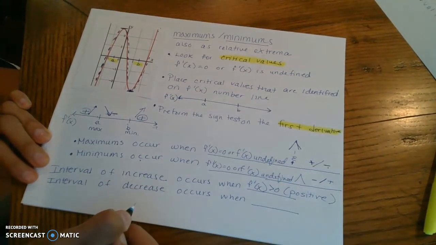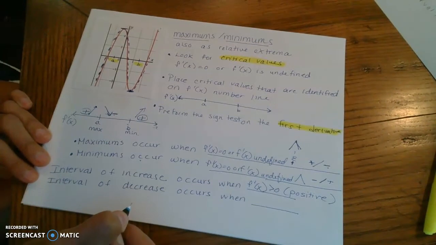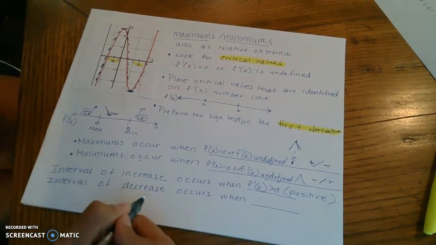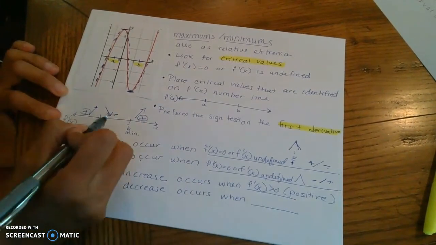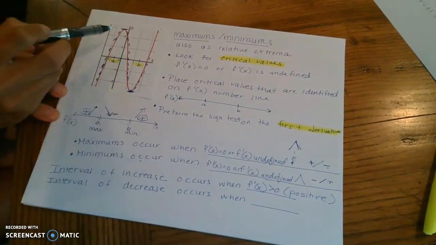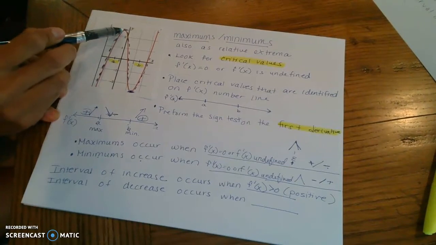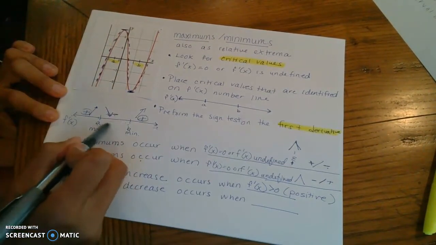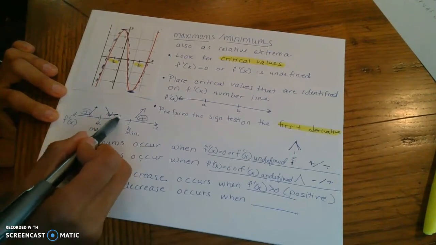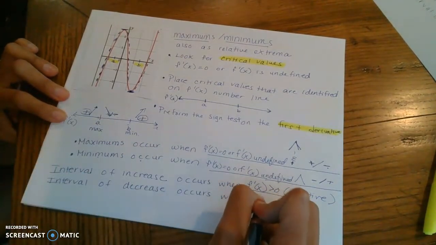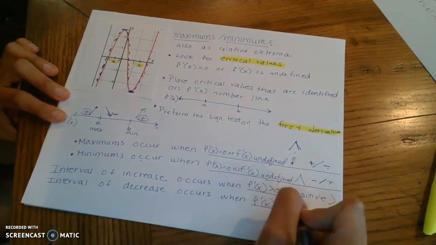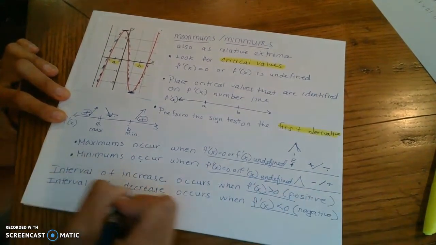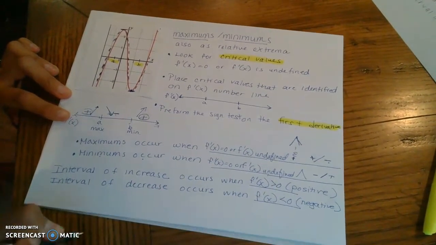All right, so we get a lot of information from the first derivative test. Your interval of decrease occurs when, well, you know it, I'm sure. It's happening between a and b. This is going down. And what's the first derivative in that interval? The slope is negative. So your first derivative is less than 0. That's negative. That's when your original function is decreasing.